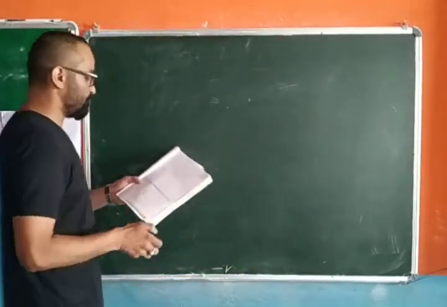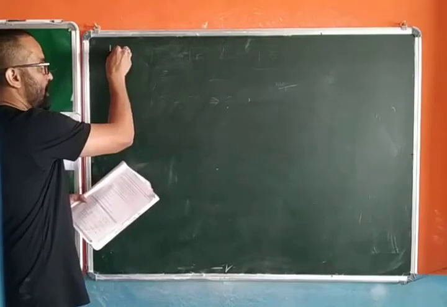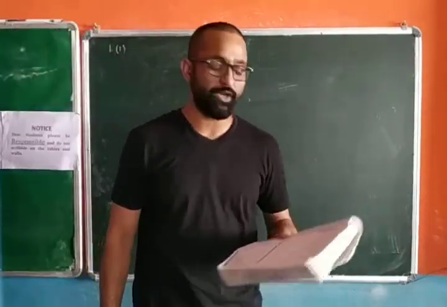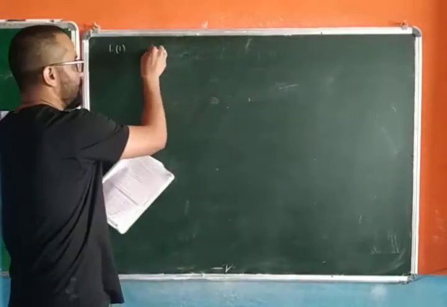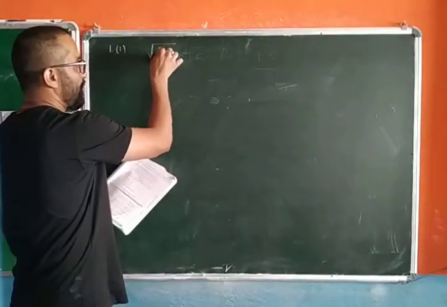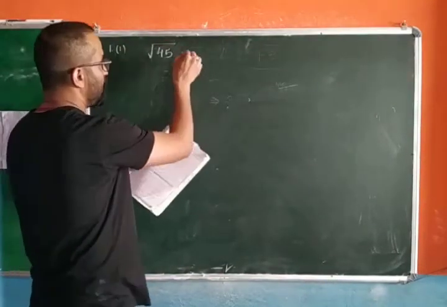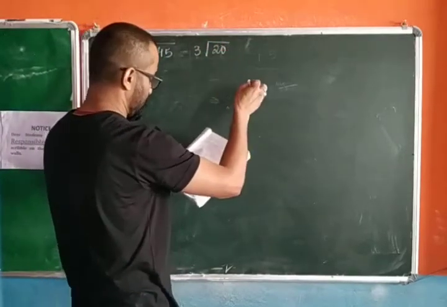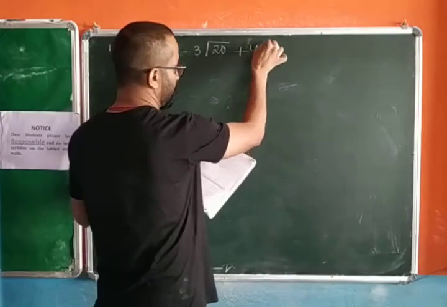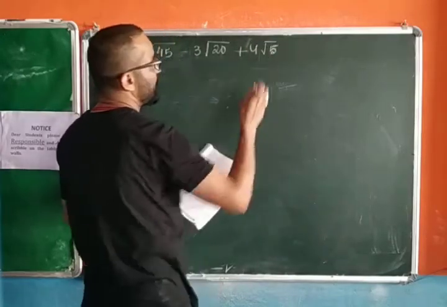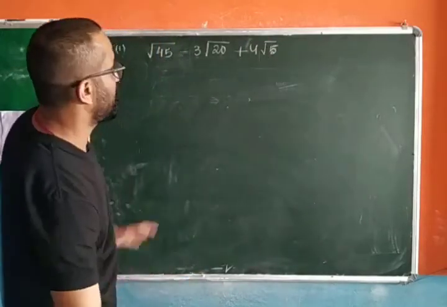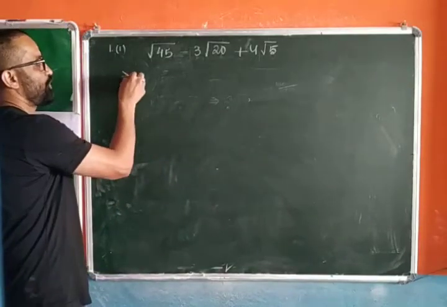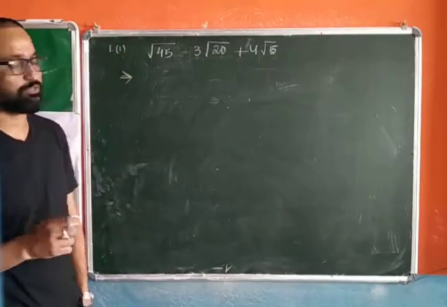Look at question number 1, part 1. The question says simplify the following: root 45 minus 3 root 20 plus 4 root 5. You need to simplify this. In order to simplify it, you need to follow some steps.